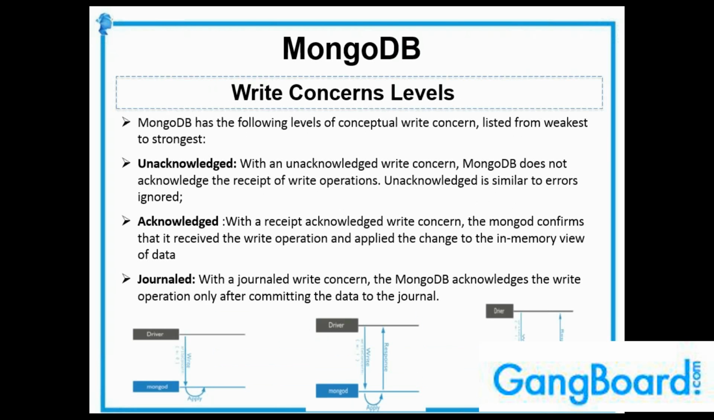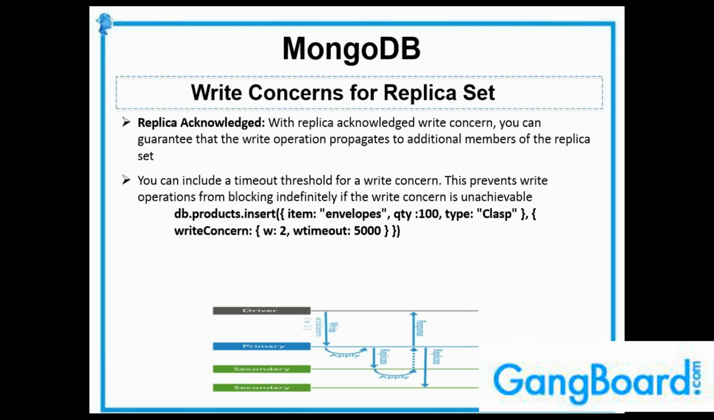Journaled means it will write to memory as well as to the journal, and then it will give you confirmation. Next is replica acknowledged, which means to which nodes of the replication you want to write, like only the primary or secondaries as well.